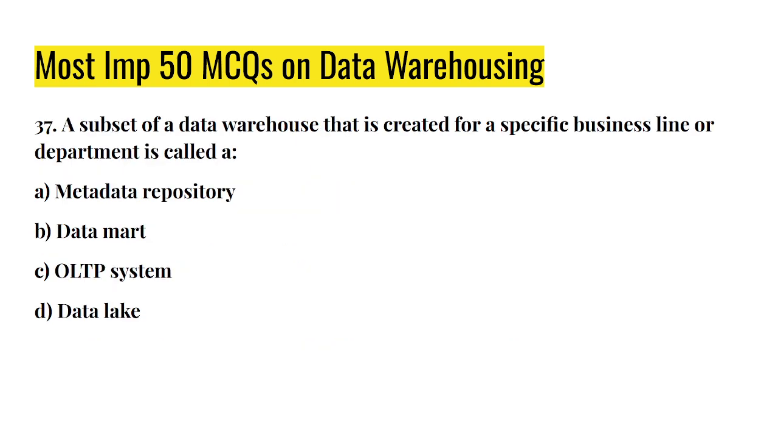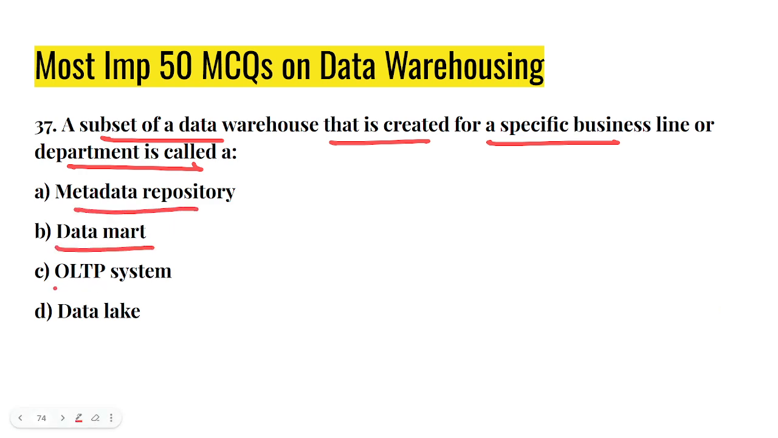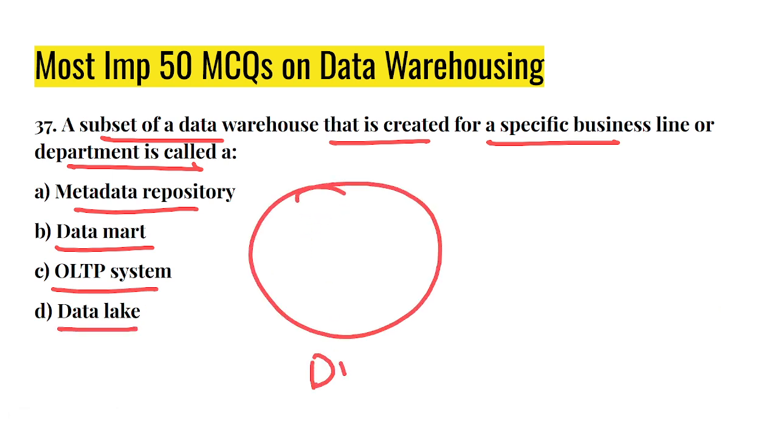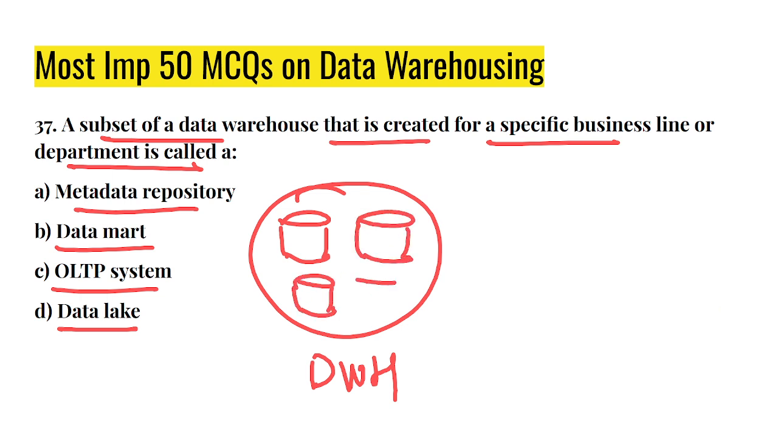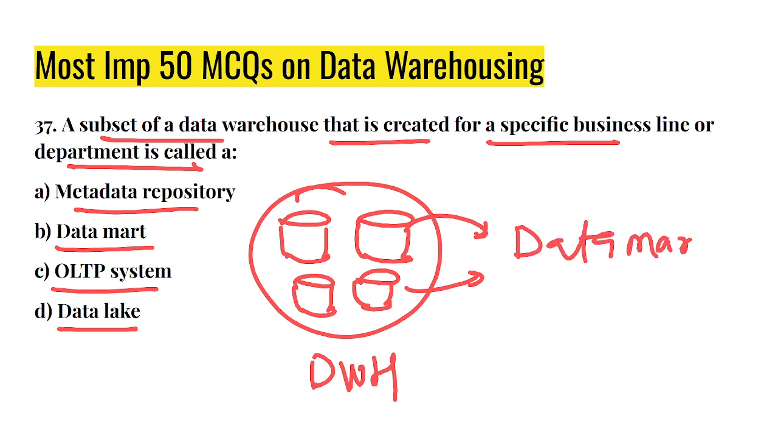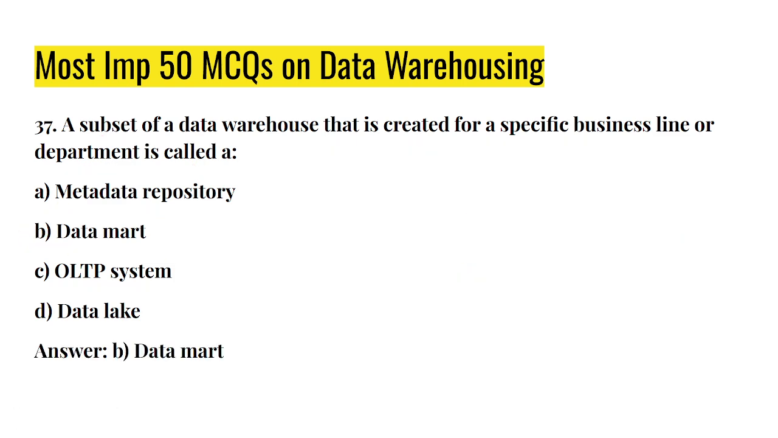Question number 37. A subset of data warehouse that is created for a specific business line or department is called metadata repository, data mart, OLTP system, or data lake. Basically, if we talk about a complete data warehouse, in the data warehouse we may have segregation department wise, maybe different sections can be there. That is called a subset of data warehouse, and these subsets are called data marts. Thus, option B is the correct answer.